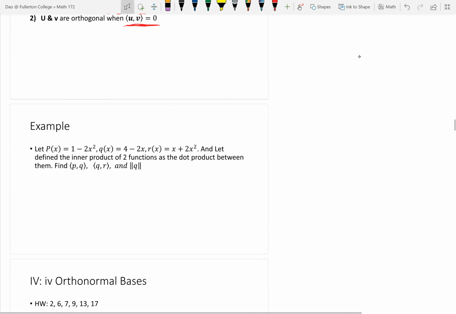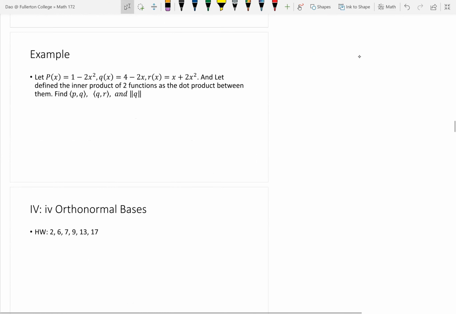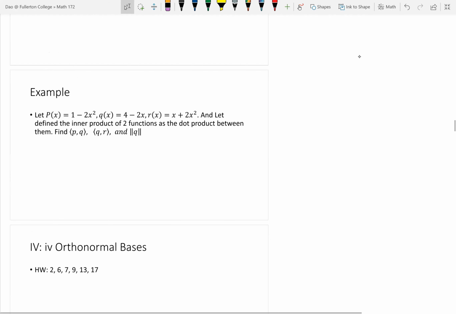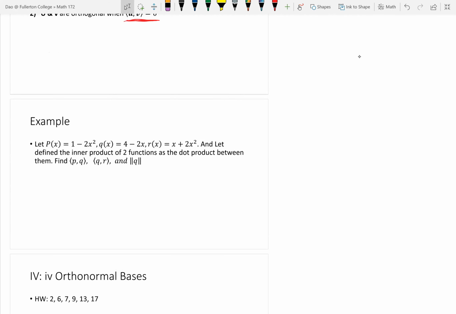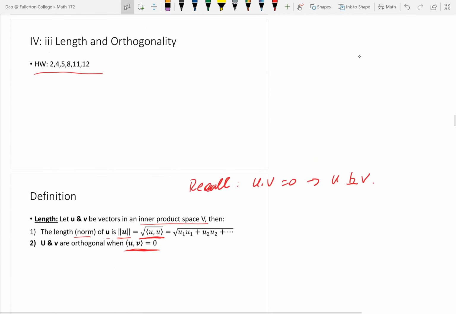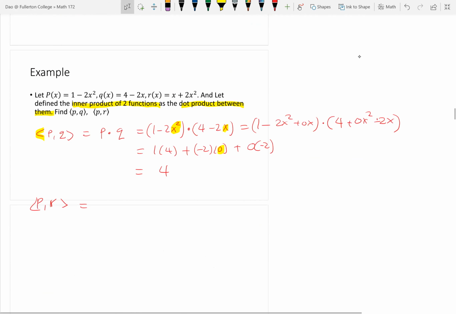All right, so here is how we define it. Suppose we have three vectors, p, q, and r, and define their inner products of two functions as the dot product. So we're using a dot product to define the inner product space in this case. And you can see how we find PQ and QR. We did that in the previous exercise, in the previous section. So we did find PQ and PR.